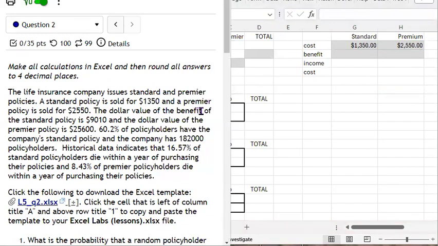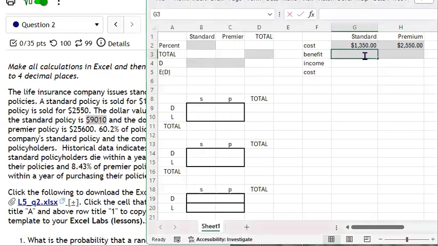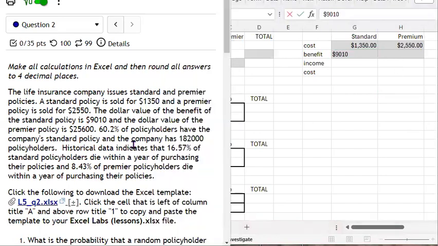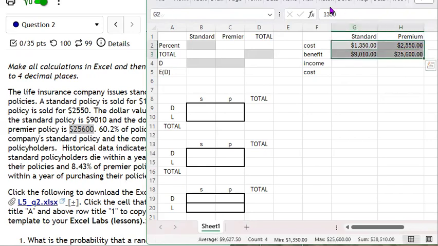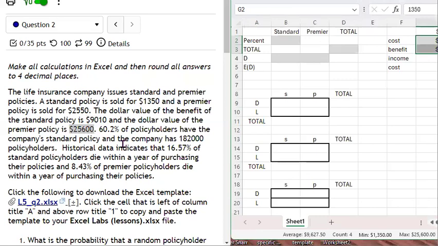The dollar value of the benefit of the standard policy is $9,010 in my model, and the dollar value of the premier policy is $25,600. What this is basically going to cover is funeral expenses, right? Okay, so that's it for those 4 inputs. Let's do the inputs over here.